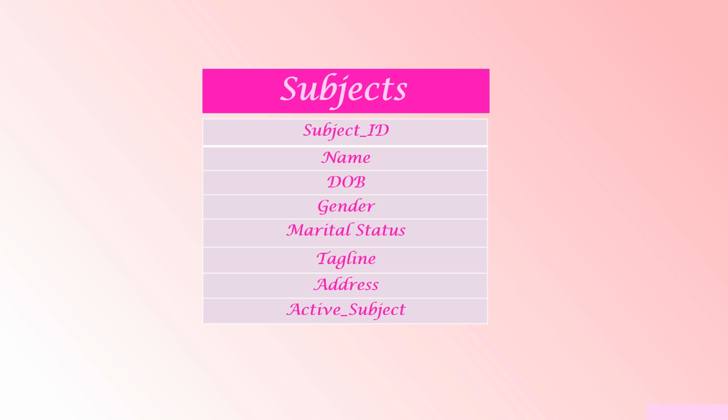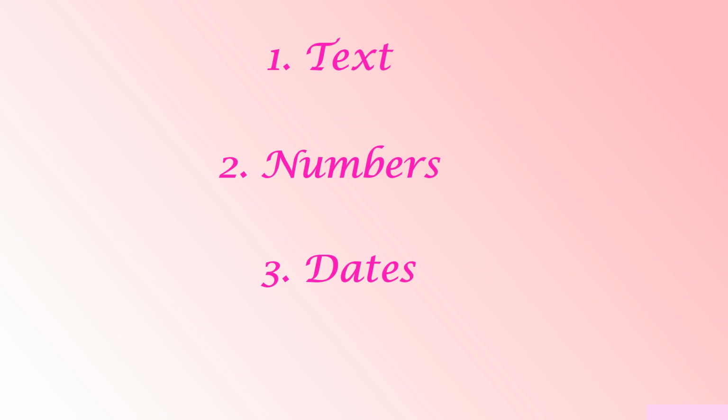So let's take another look at our subjects table. We can see that we have columns that will store words or text with letters, like name. We have columns that will store numbers, like subject ID. Lastly, we have columns that will store dates, like date of birth. So we'll break the different types of data down into 3 categories: text, numbers, and dates.